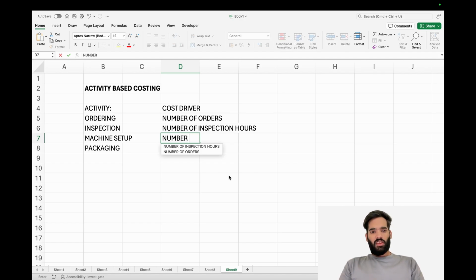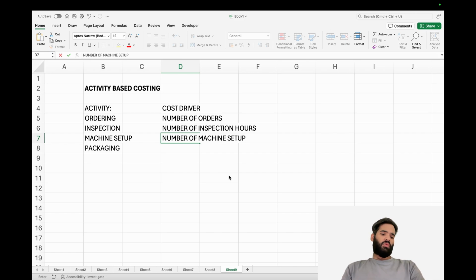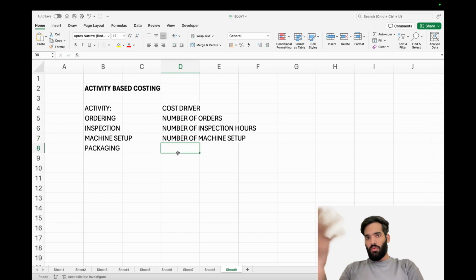And if you don't know what machine setup means, let me explain. You don't need to know this, but I always like to go through things in a very logical way. So let's take a company like Coca-Cola, right? They will make Coca-Cola in a batch, and then before making the second batch, they will have to clean the machine. Then they can do the second batch. That cleaning of the machine to get it ready for the next batch is called machine setup. So number of machine setups is a very good way to distribute the machine setup cost.